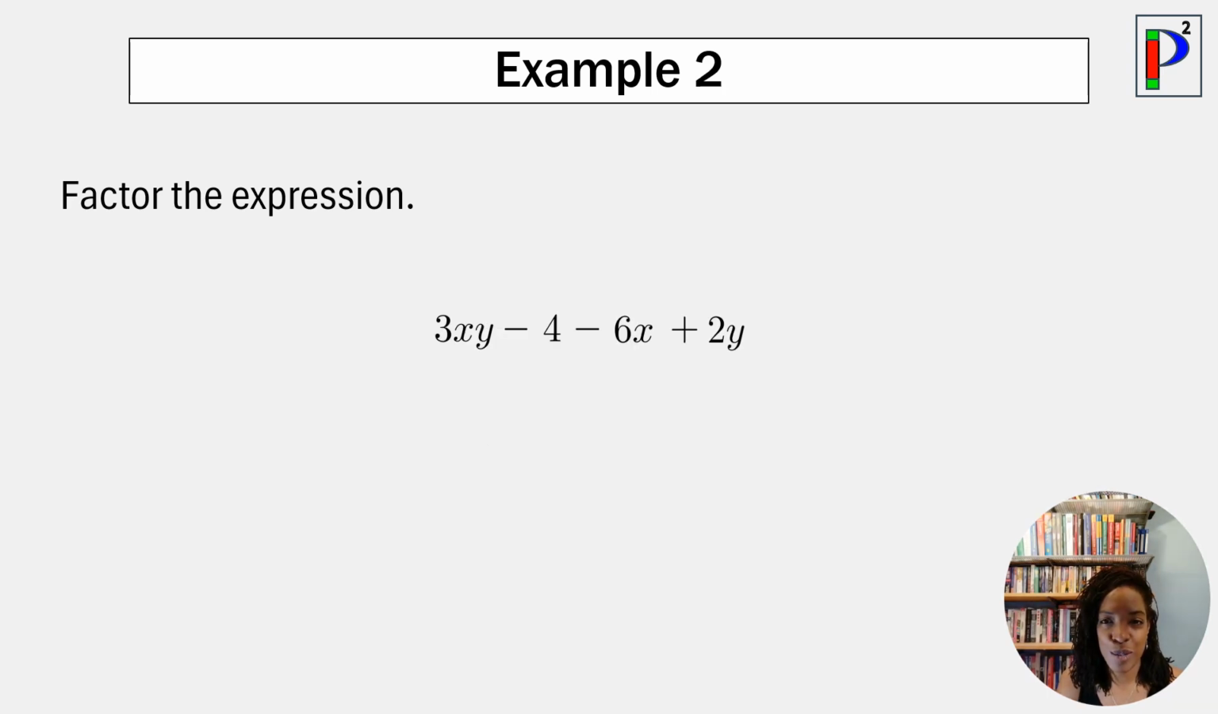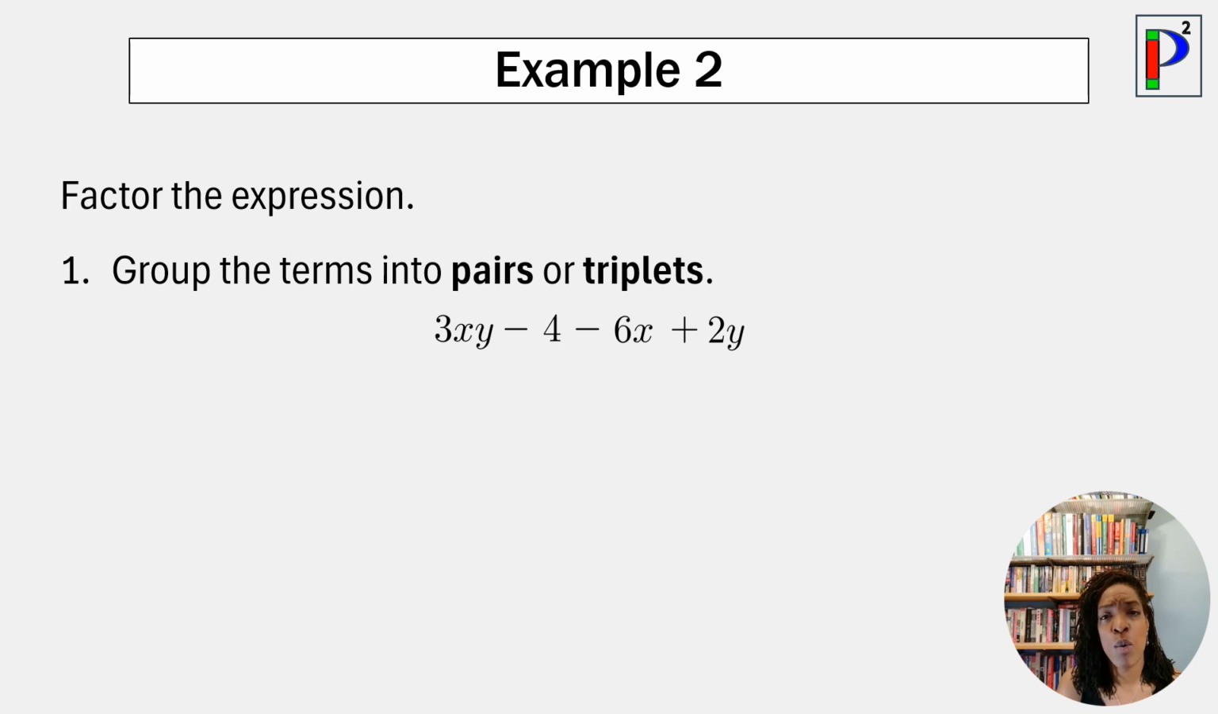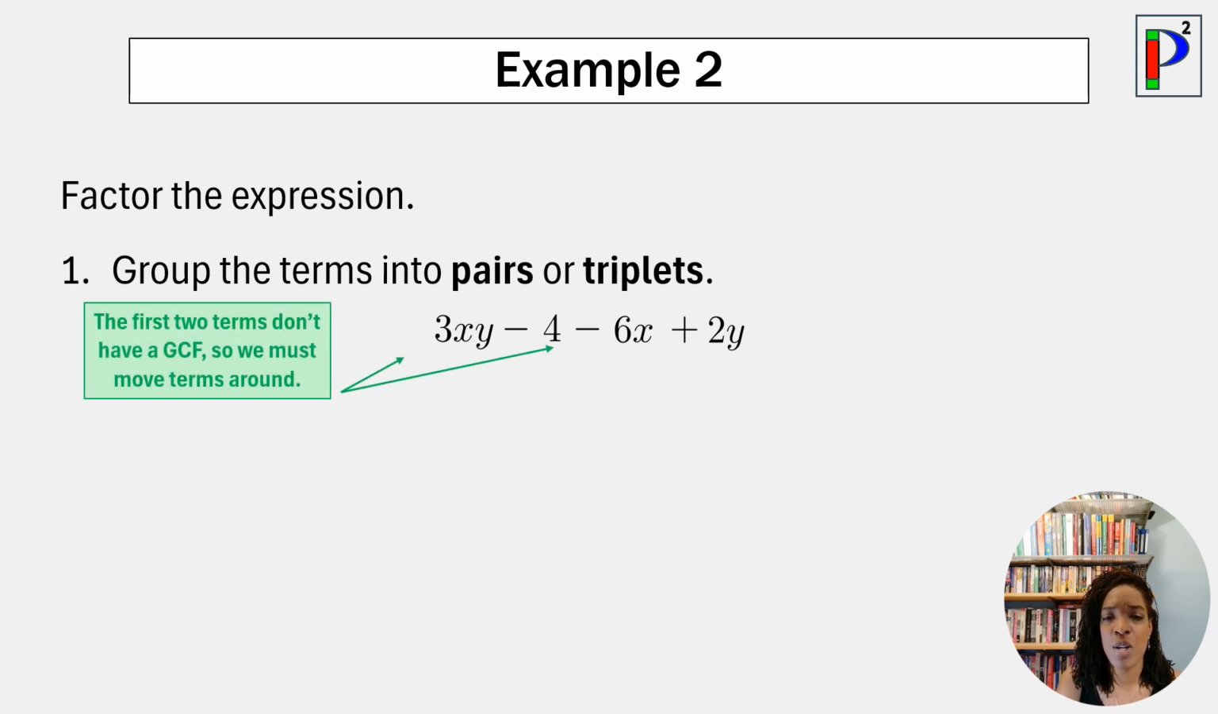Let's try another one with a twist. I don't see a GCF to start, so I'll start thinking about the order that's going to help me the most. The first 2 terms don't have a GCF, so I'm going to have to move some terms around, and I'm going to switch the second, third, and fourth terms. Watch carefully.